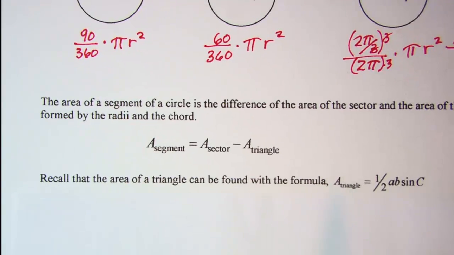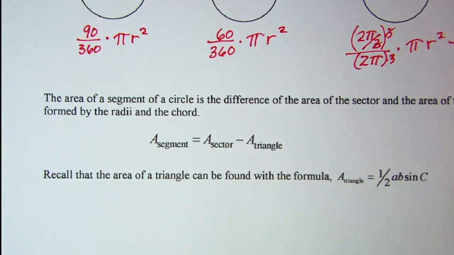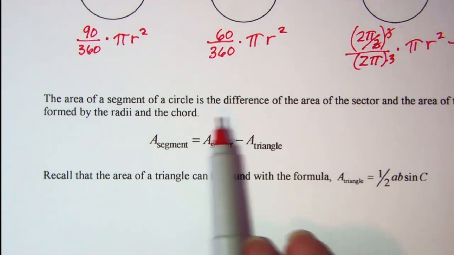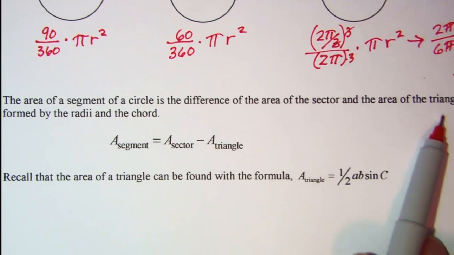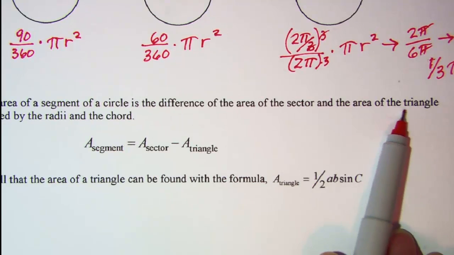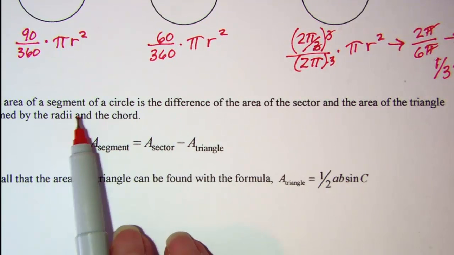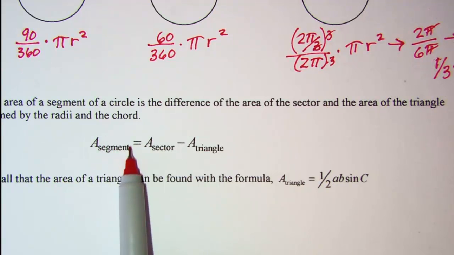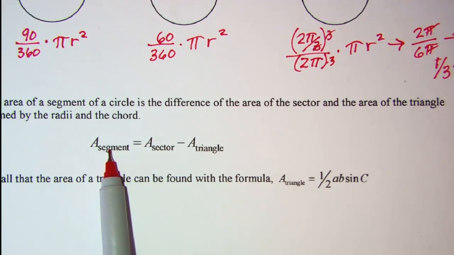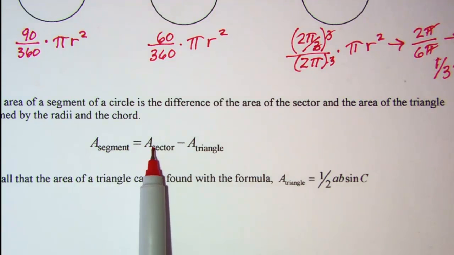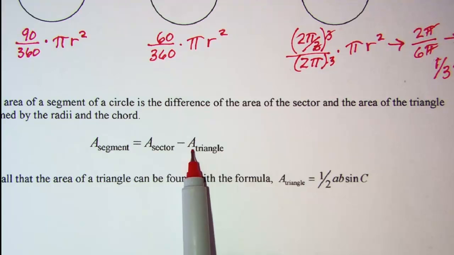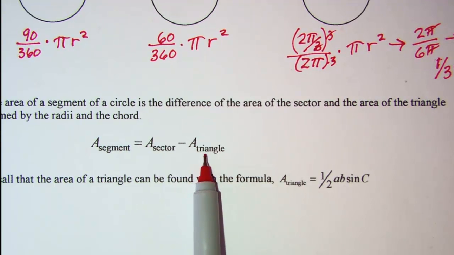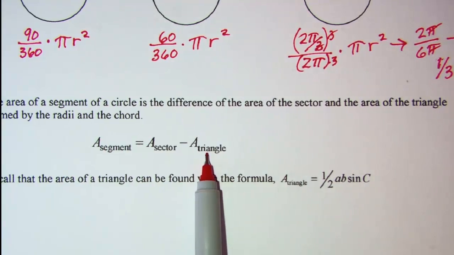Now, the area of a segment is the difference between the area of the sector and the area of the triangle formed by the radii and the chord. So if you want to find the area of a segment, remember a segment is bounded by a chord and an arc. Then you need to find the area of the sector, like we did up here, and then subtract from that the area of the triangle formed by the two radii and the chord.